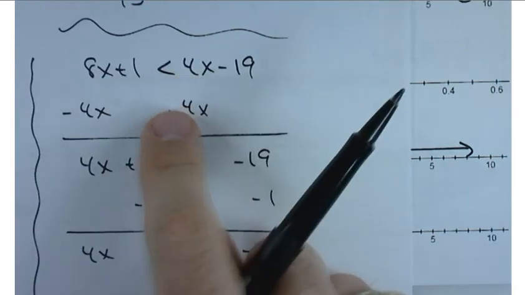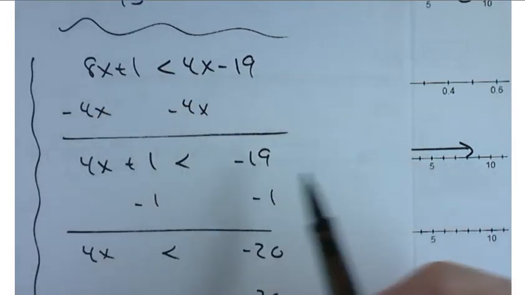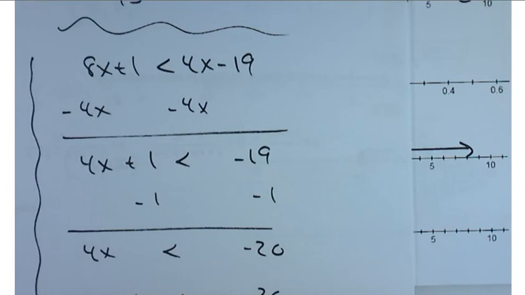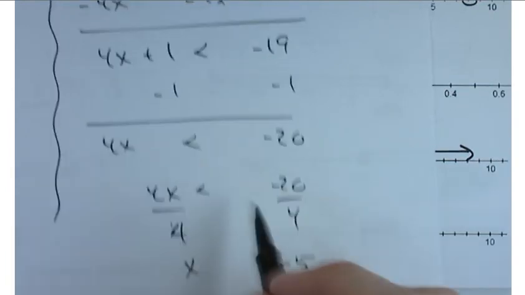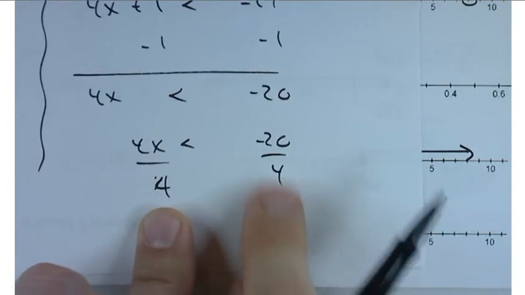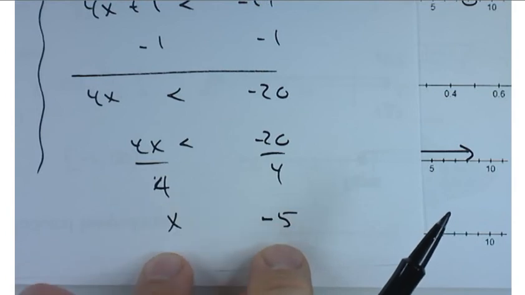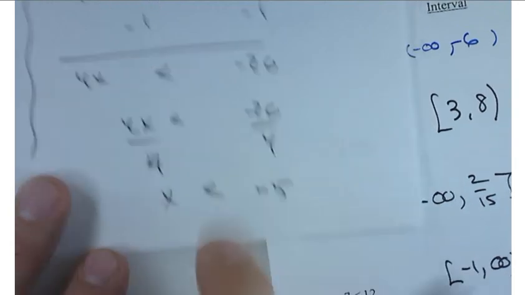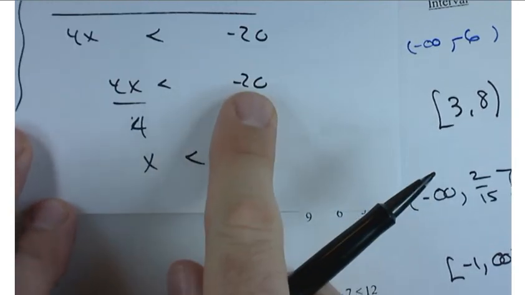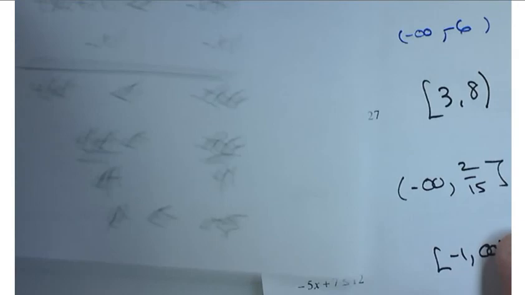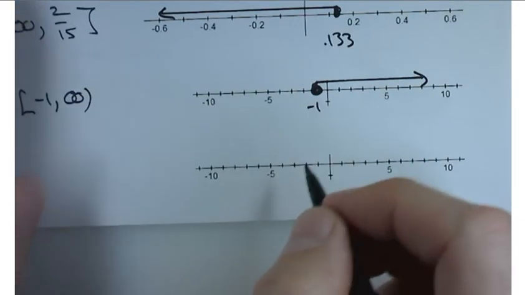Last but not least, this one's pretty straightforward. I would subtract 4x from both sides. Having isolated the x on one side somewhat, move the 1 to the other side, subtract 1, get 4x is less than negative 20. Do I have to reverse the direction of the inequality here when I divide by 4? 4 into negative 20 goes negative 5 times, but do I have to reverse the direction of the inequality? No, I do not, because you're dividing by a positive number. Doesn't matter that you're dividing into a negative number. What matters is you're dividing by a positive 4. So x is less than negative 5.